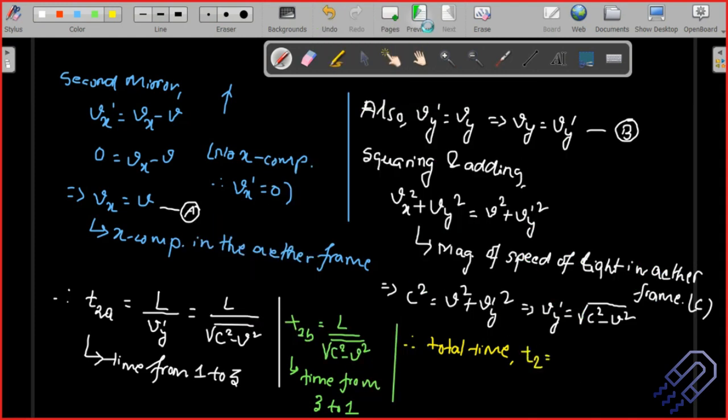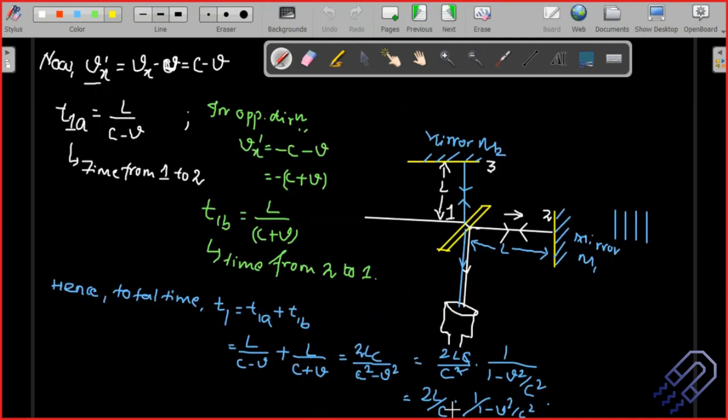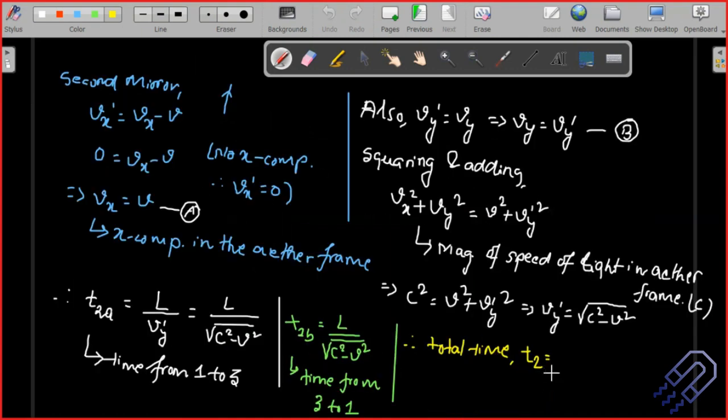So previously, the total time we denoted as T1. I'll take this total time to be T2, and we can calculate it. Both quantities are the same, so I can simply write it down as 2L divided by, if you add them up, root over of 1 minus v square by c square, or maybe I'll take one more step here so that you're not confused.